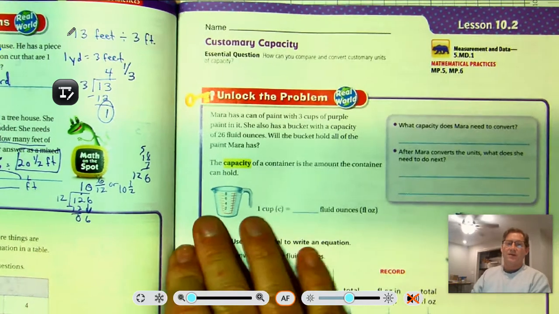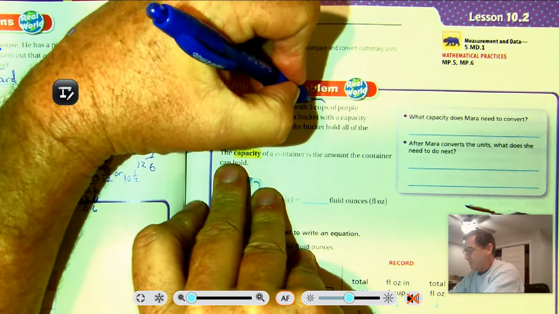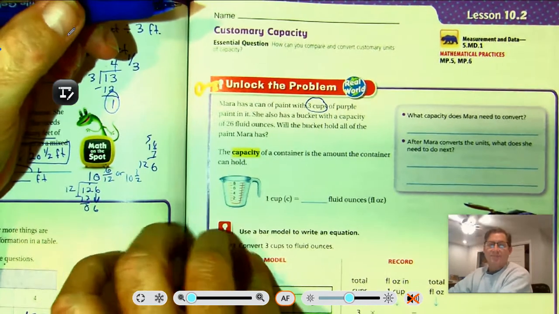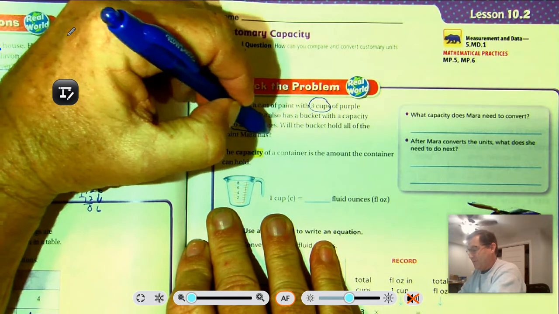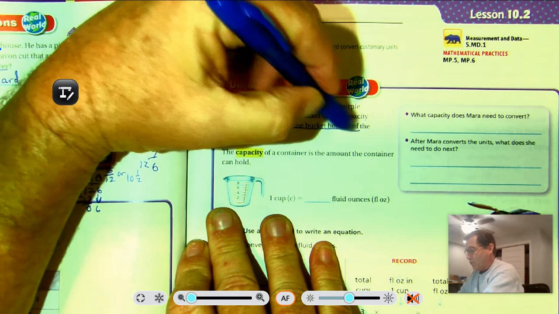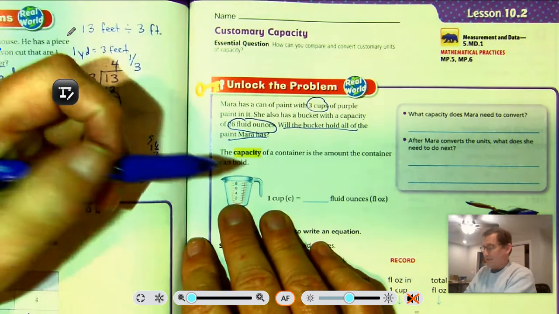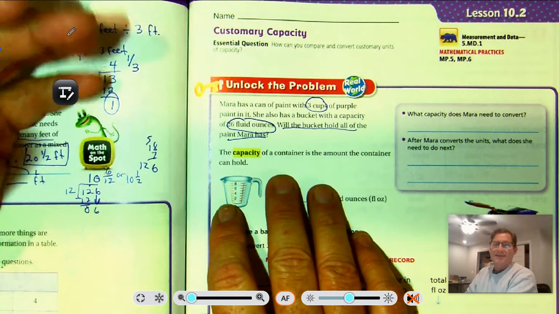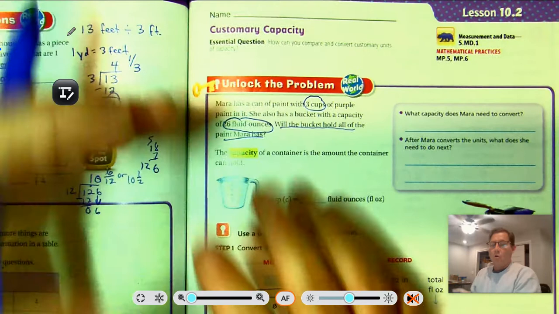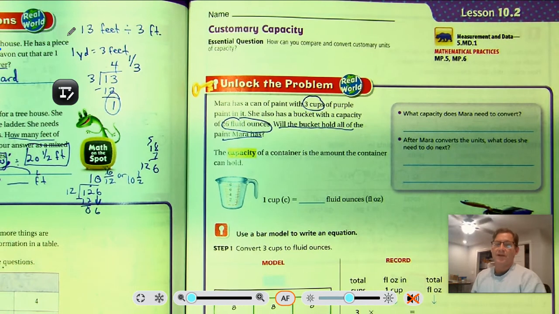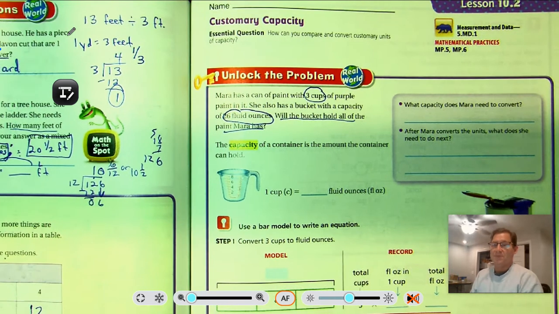So let's go ahead and look at the unlock the problem. Mara has a can of paint with 3 cups of purple paint in it. She also has a bucket with a capacity of 26 fluid ounces. Will the bucket hold all of the paint Mara has? So what do they mean by capacity? Well, capacity of a container is the amount the container can hold. So this bucket that she has can hold 26 fluid ounces. So the question is asking us, will that bucket be able to hold the 3 cups?